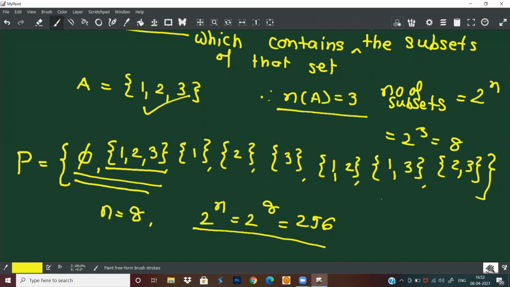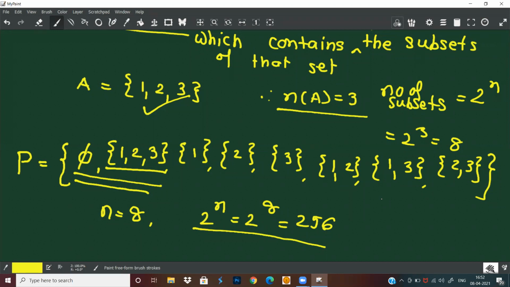Which 3 elements? That is what I'm saying. It is just the concept. It is just called power set. Understood? It is a collection of all subsets. That's it. Nothing more than that.